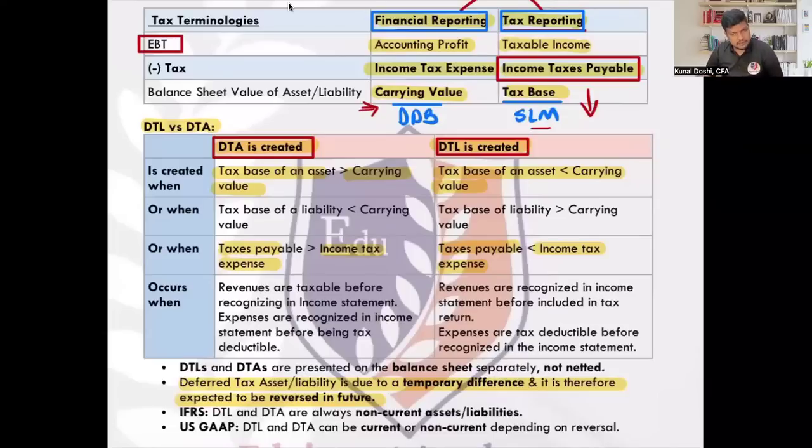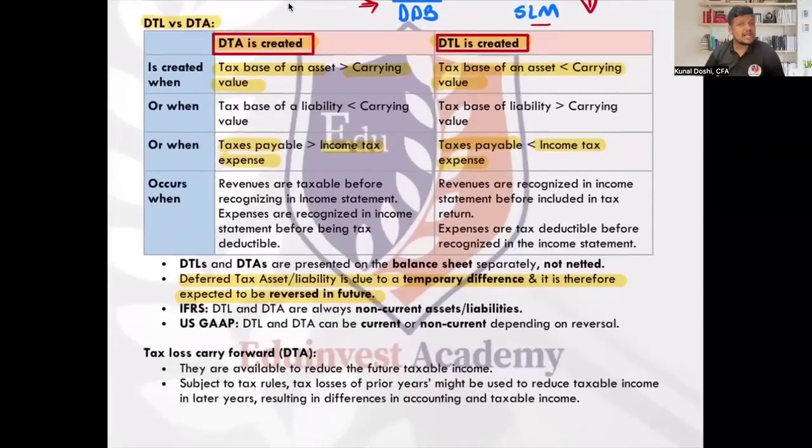Correct? Everyone? Understood? Now, remember DT and DTL, as I said, both are temporary, meaning they have to reverse. If they are not going to reverse, you cannot recognize a DT or DTL. Also, on the balance sheet, DTA and DTL both might be present for different purposes. So they are not netted off like pension. In pension, you don't report pension liability and asset both; you only report the net. In DTA and DTL, both are reported on the balance sheet separately and are not netted. Are you with me? Correct.